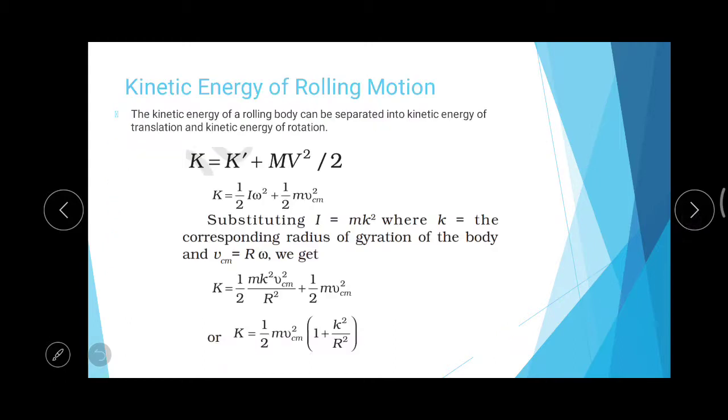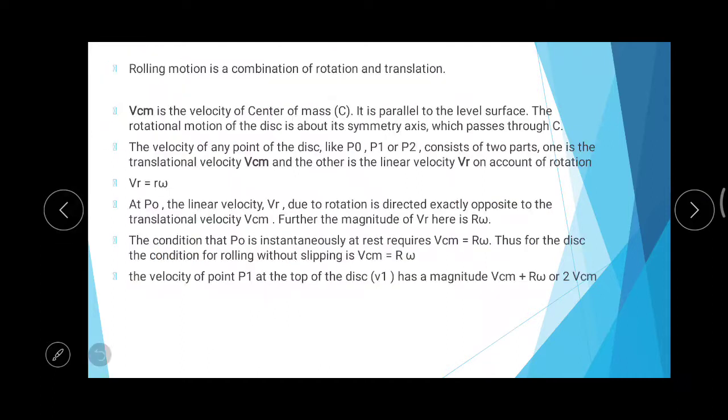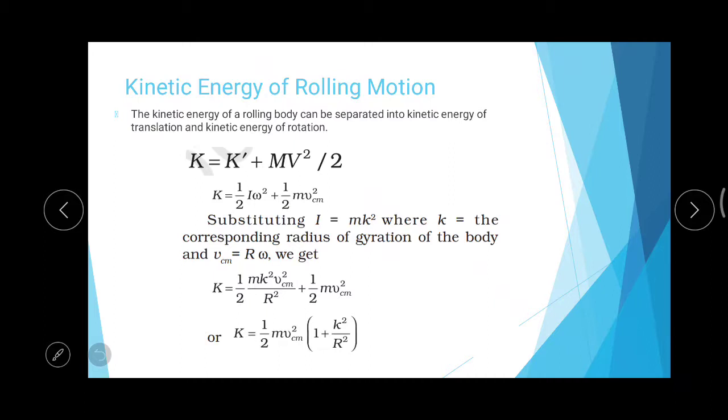Now let us discuss the kinetic energy of a rolling motion. In the case of the kinetic energy of the rolling motion, you have to consider the kinetic energies of the rotational motion as well as the translational motion. In the case of the translational motion, you know that half m v square is the equation for the kinetic energy in the translation or linear motion. Here the linear velocity is VCM, hence that value will become half m VCM square.